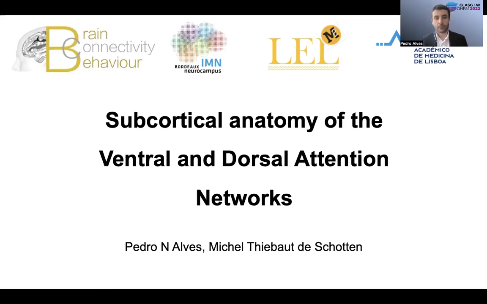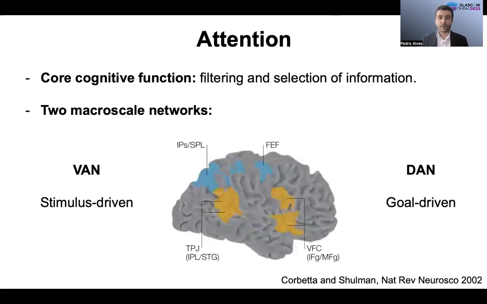Hello, the title of the work that I'm going to present is Subcortical Anatomy of the Ventral and Dorsal Attention Networks. Attention is a core cognitive function that undertakes the filtering and selection of relevant information by the brain. Two macroscale networks regulate attention mechanisms. The Ventral Attention Network, in orange, is a stimulus-driven system, while the Dorsal Attention Network, in blue, mediates goal-driven tasks.